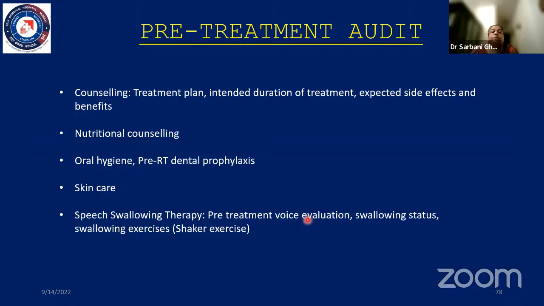Now, pre-treatment audit. Now, I've got a patient, I've planned for radiotherapy. What all do I have to do? I have to counsel the patient about the treatment plan, the intended duration of treatment, the expected side effects and benefits. Counsel the patients about nutrition, oral hygiene, pre-RT dental prophylaxis, skin care, and of course, speech and swallowing therapy, very important.